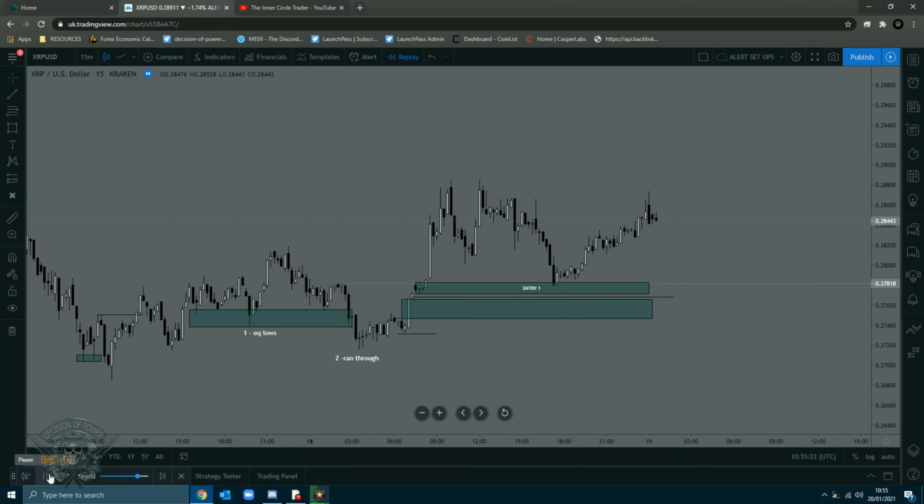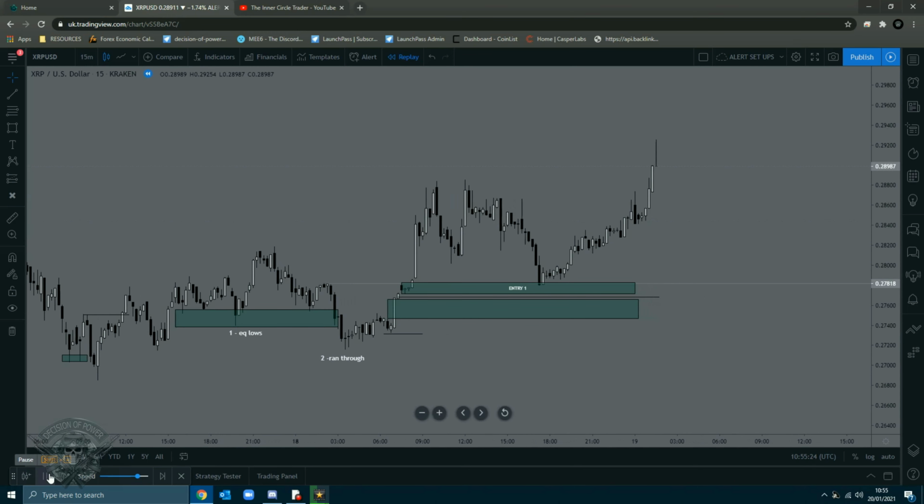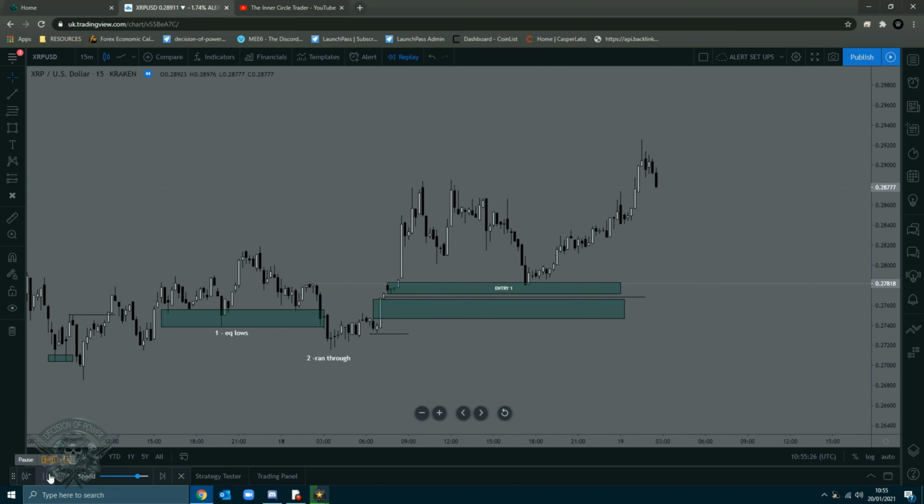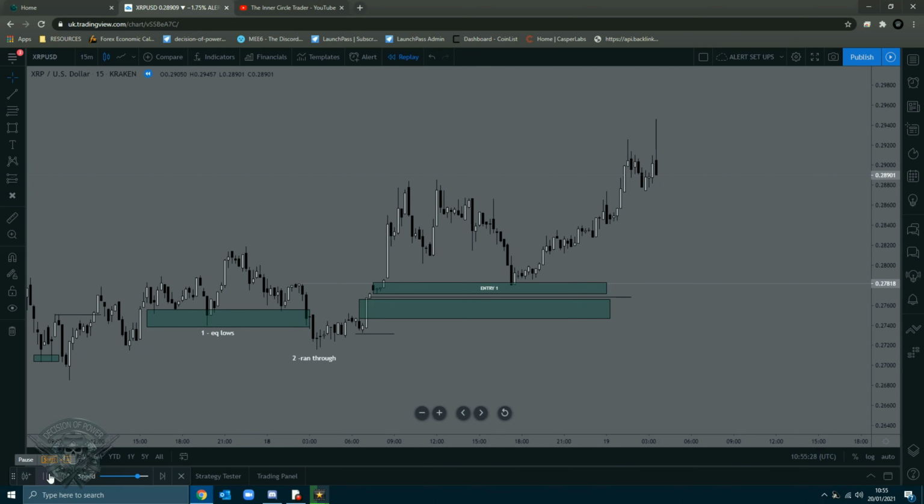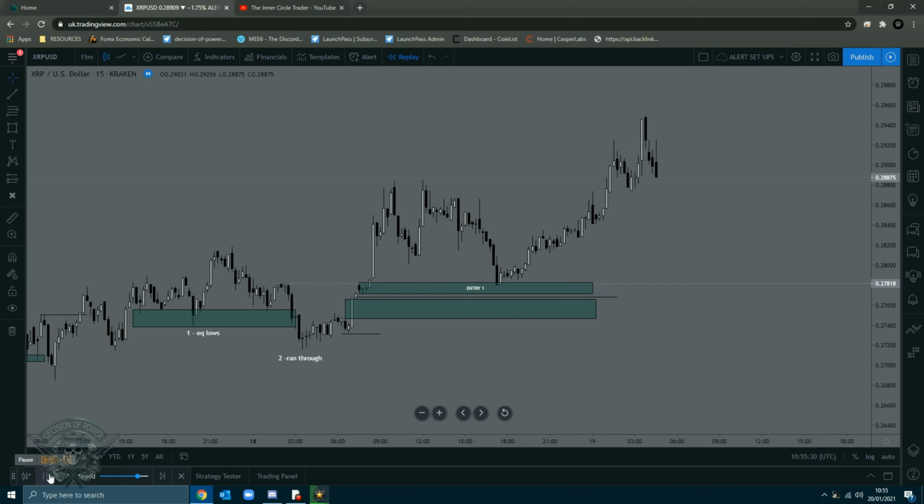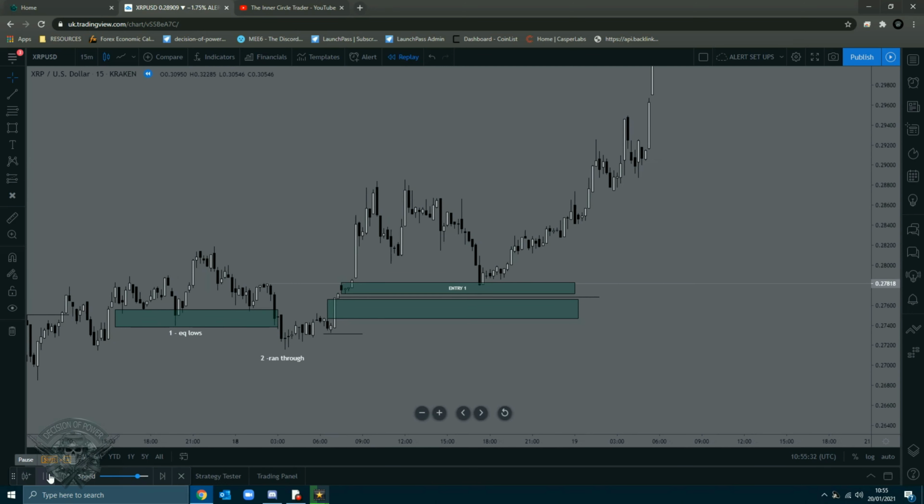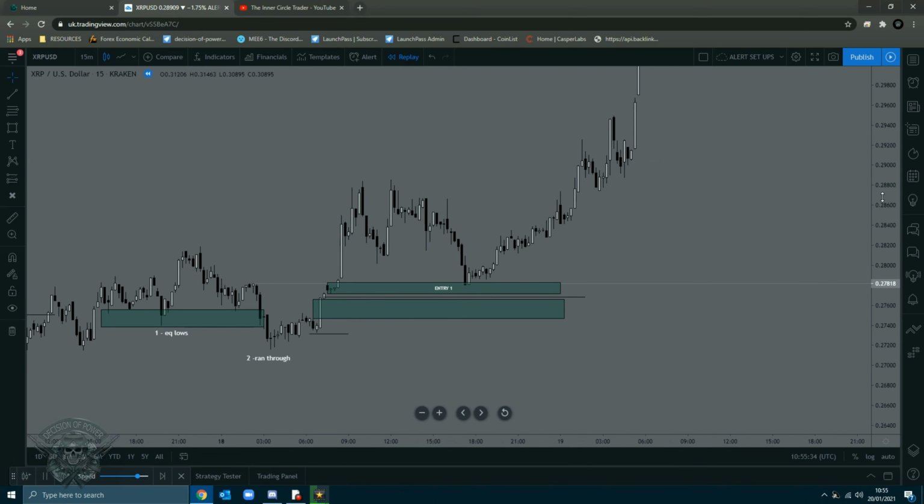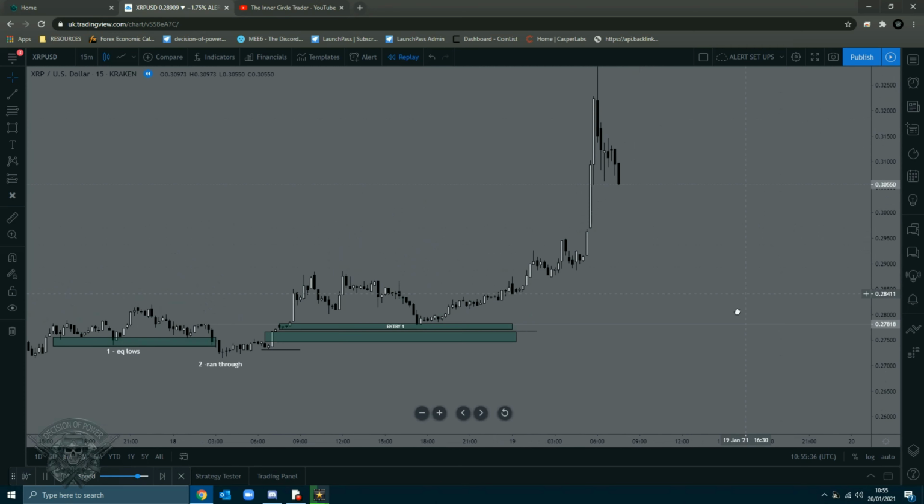It's important you don't move your stop loss too early, because if you move it too early, you can get stopped out and then the market goes in your favour. And as you can see now, the market's just starting to take off.